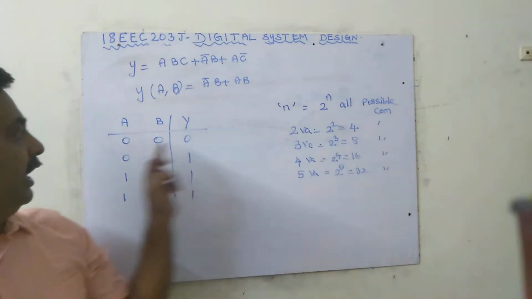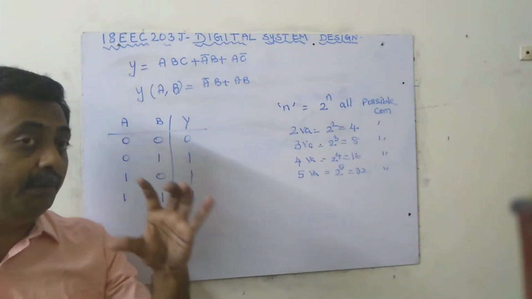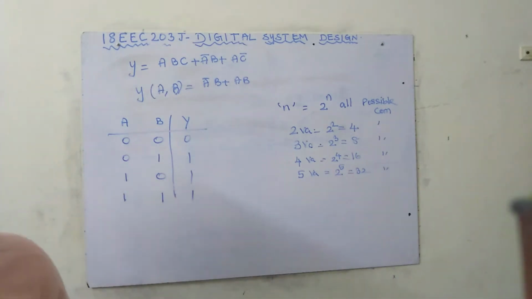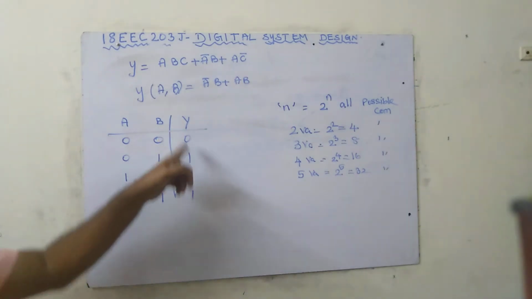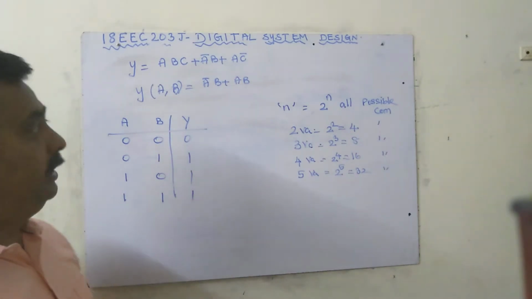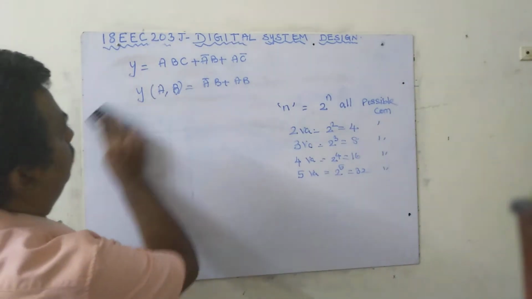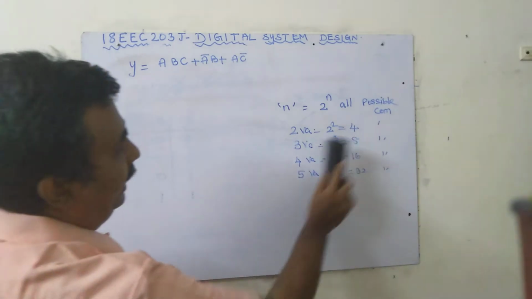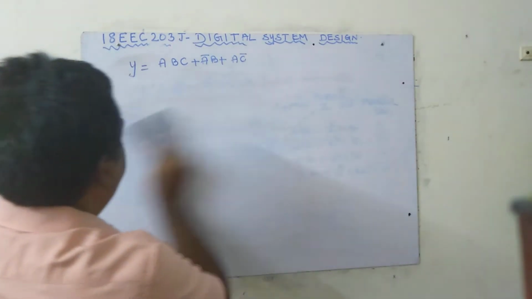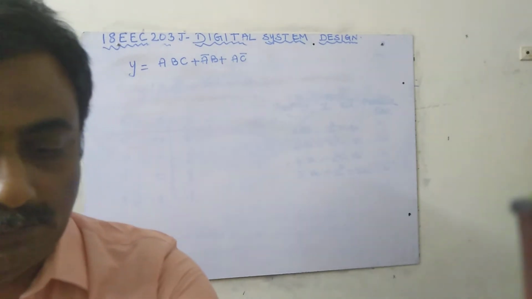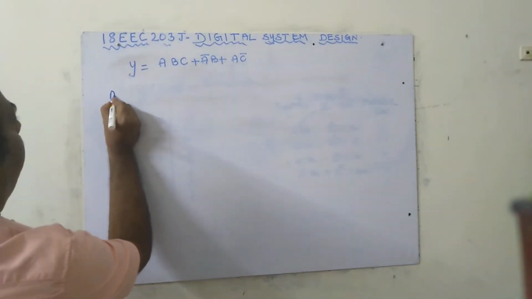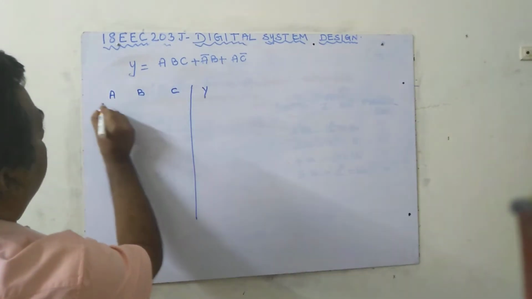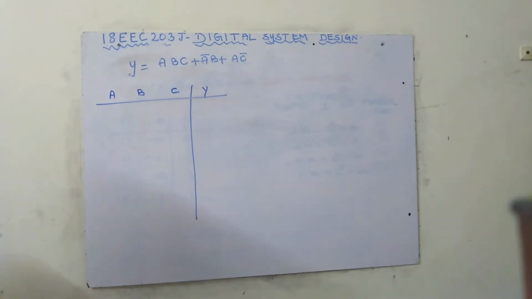So if we are having two variables, here I am mentioning variable means input. How many inputs are we having? For the inputs, all possible combinations are there, and then this is the output. Now I will go for the three variable case. How many all possible combinations will be there? With 3 variables there will be 8 all possible combinations. I will get A, then B, C, and the output is Y.